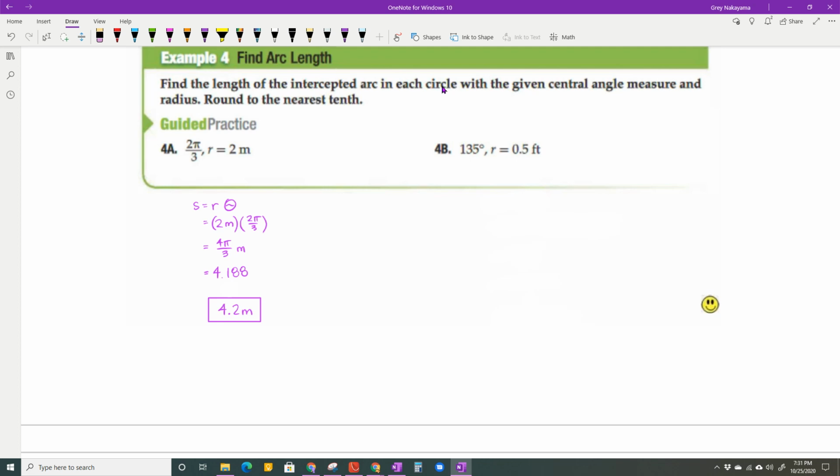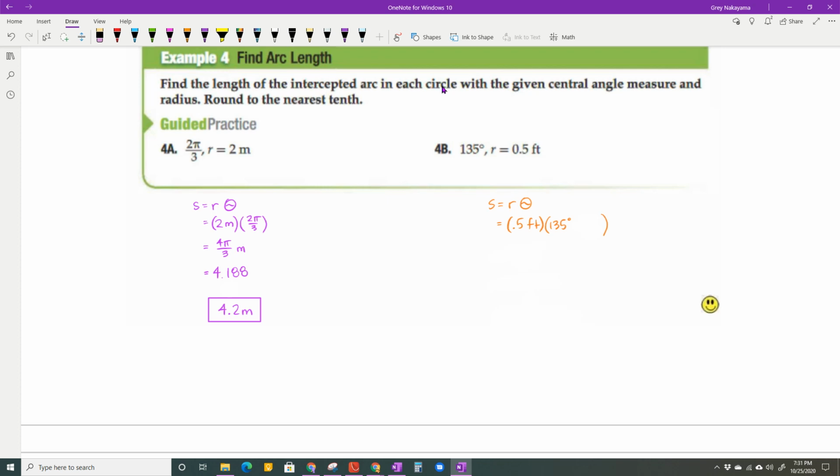Okay. For B, I have 135 degrees, and my radius is 0.5 feet. So again, S equals R theta. So this time I plug in, and my radius is still 0.5 feet. But my angle measure is 135 degrees, and I have to have that in radians.